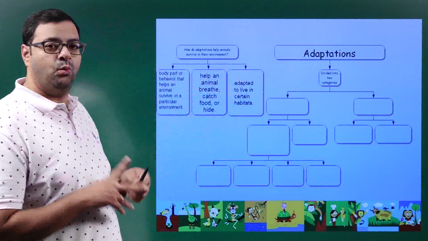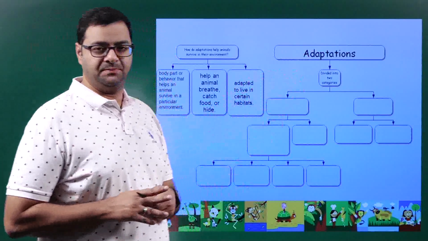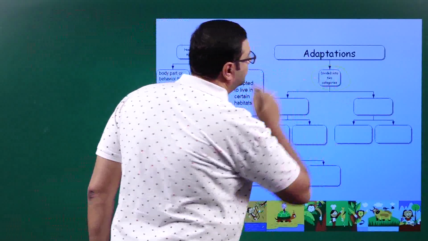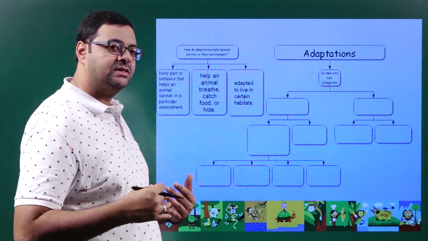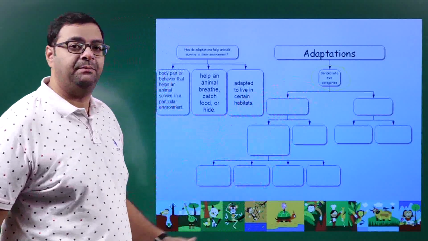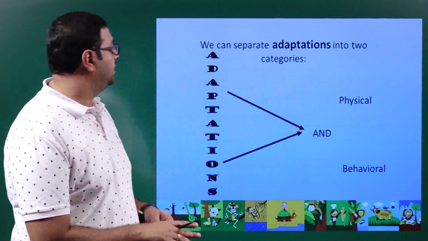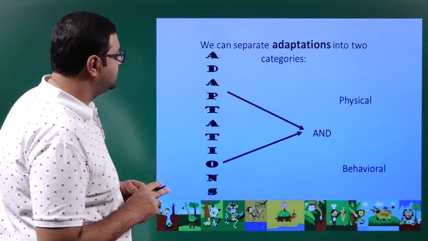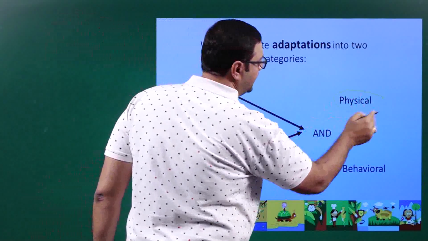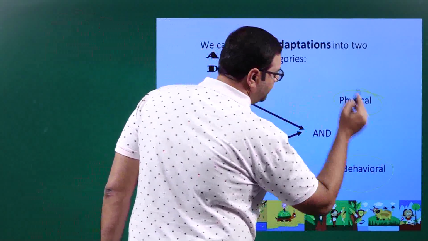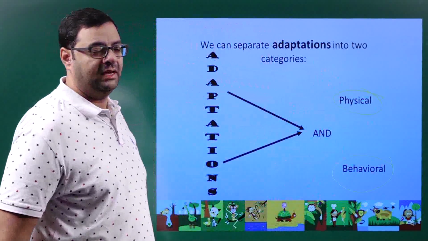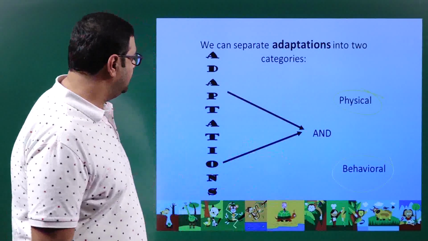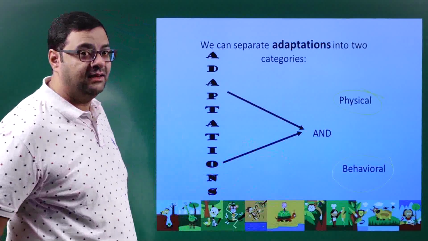Now, what I will do is I have written adaptations. The first thing that we will see in this slide is that it is divided into two categories. In the next slide you will see what the two categories are. So we can separate adaptations into two categories. The first one is physical adaptation, and the second one is behavioral. So these are the two adaptations that we are seeing.